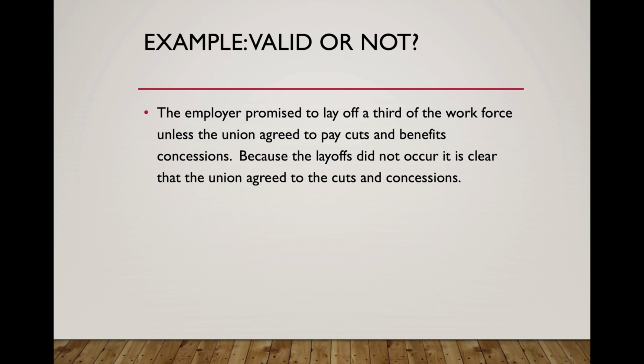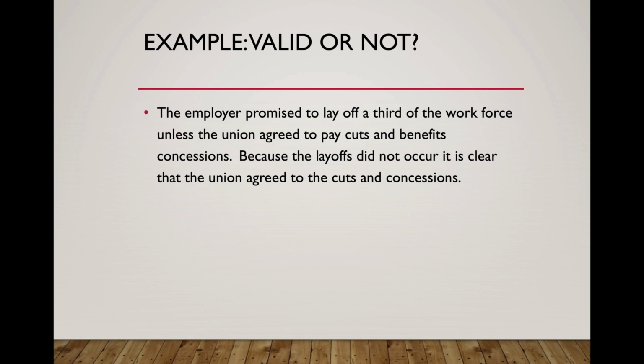We start with the word because, which is an argument indicator, and that tells us we have evidence, or in other words, a premise, right? Because the layoffs did not occur, then it is clear that, there's another argument indicator that tells us here comes the conclusion or the claim, right? It is clear that the union agreed to the cuts and concessions. So we've said that that second statement in the second sentence is the claim or conclusion.